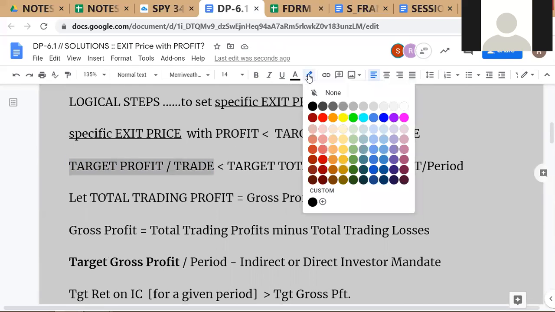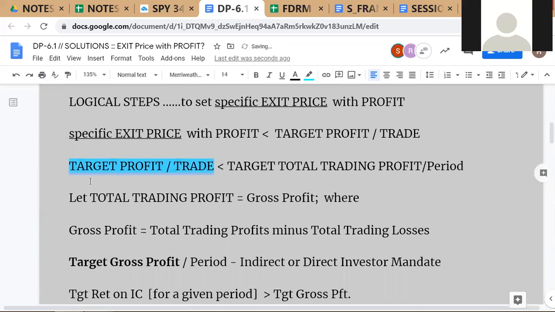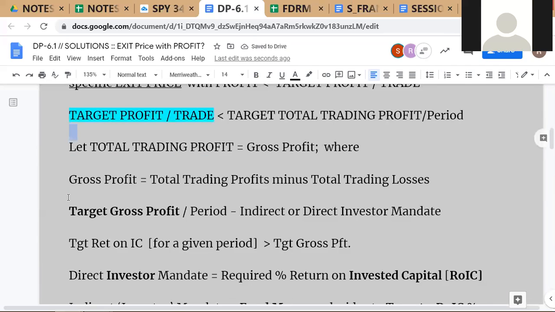Yeah, so we have to come to this. This is actually not in the right sequence. This has to come a little later, lower down, but we'll keep this here. This is one of the calculations we have to do. This will come easily from here. This will be divided by the total number of trades, and we'll get this.